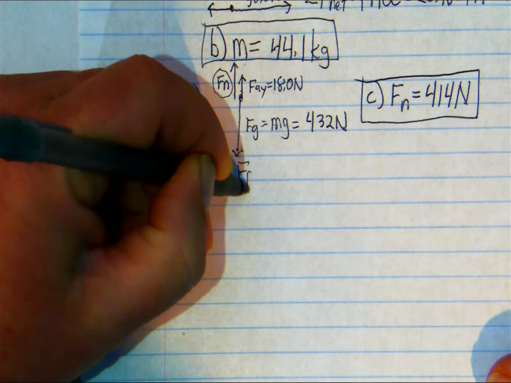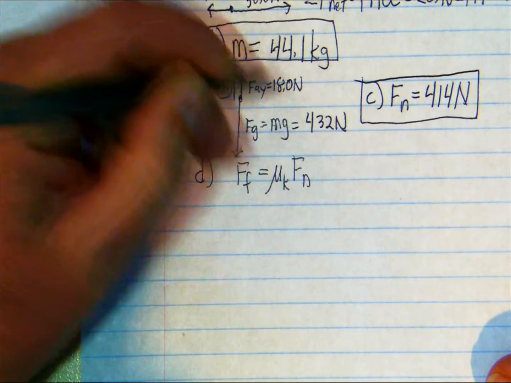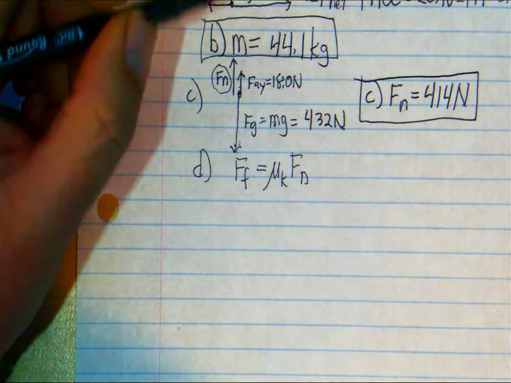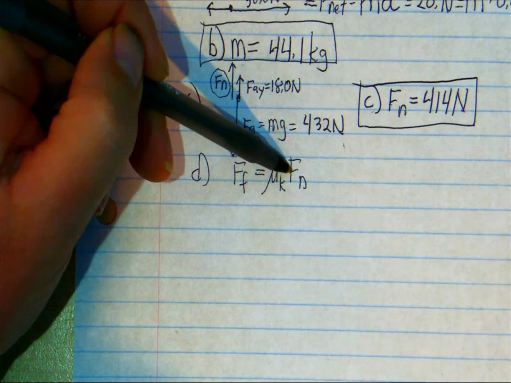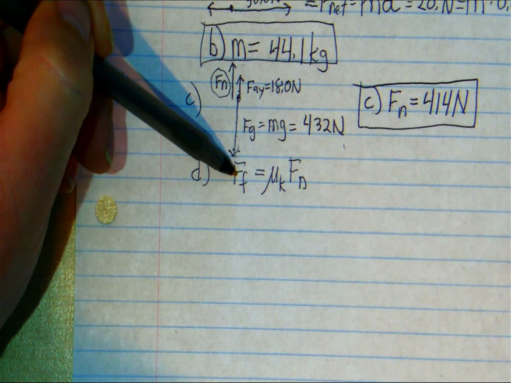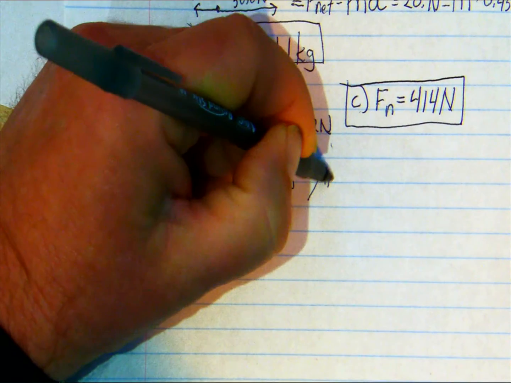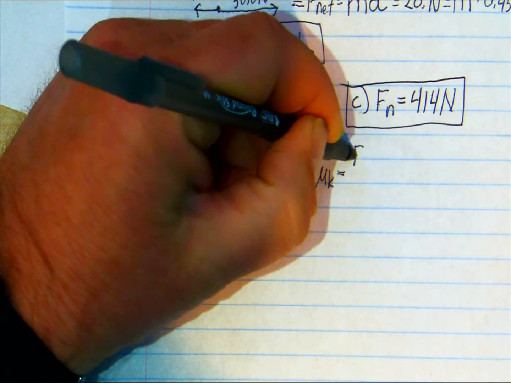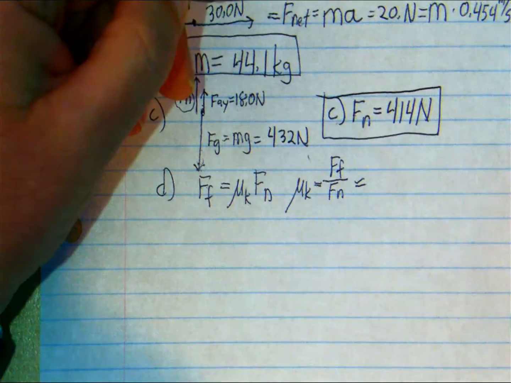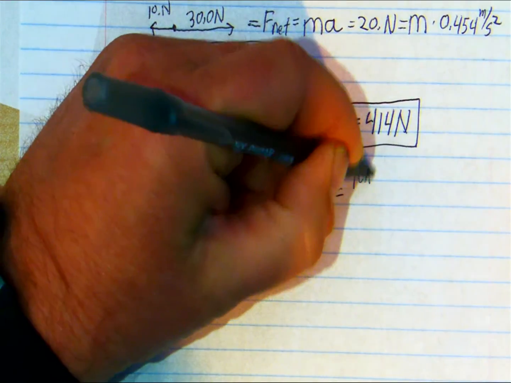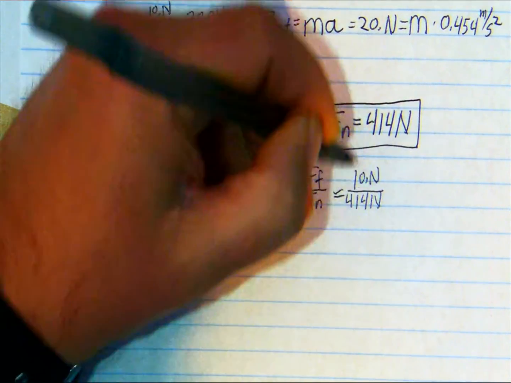Fun, the force of kinetic friction is equal to the product of the coefficient of kinetic friction times the normal force. Note that you had to calculate the normal force correctly in part C in order to use it in part D. So in part D, you're to calculate the coefficient of kinetic friction. That means rearranging this equation, taking the magnitude of the force of friction and dividing it by the magnitude of the normal force. The magnitude of the force of kinetic friction was 10 newtons. The magnitude of the normal force was 414 newtons.